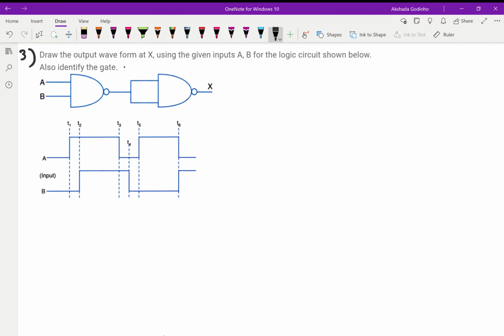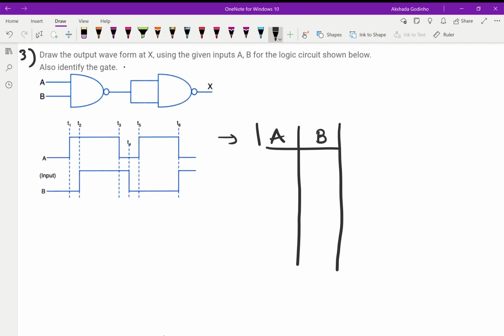Now it's actually very simple. What we are going to do is, first of all, we are going to write the truth table looking at the waveform. So the waveform is here. We will write the truth table. We have A, we have B. Only A and B is given to us. Y we have to find. The output we don't know yet. That is what we are asked to find.